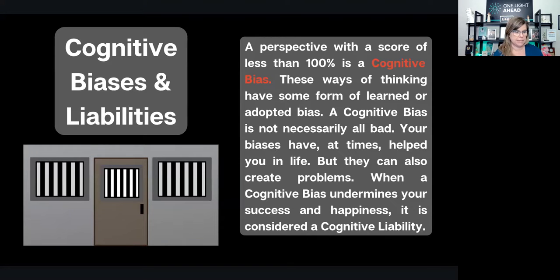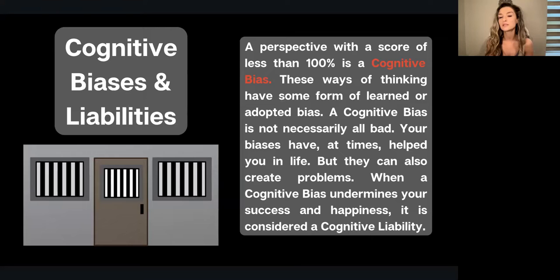Okay. April, before we move on, does it become a cognitive liability after a certain degree of bias, like the bias becomes so bad that now it's a liability? When does that shift happen?